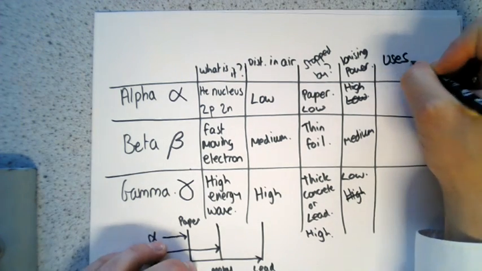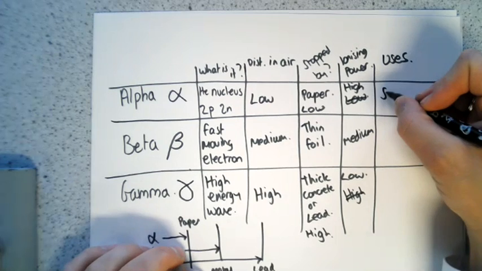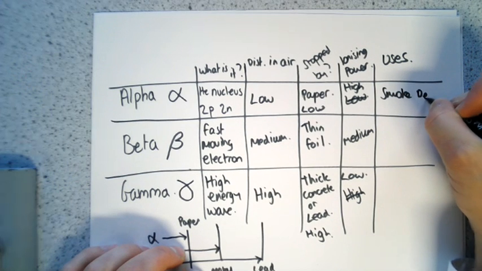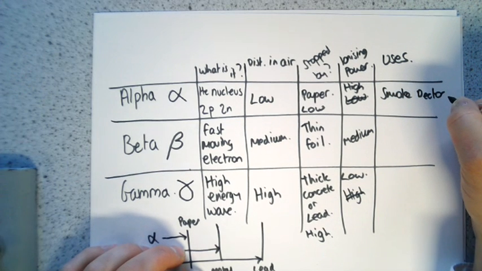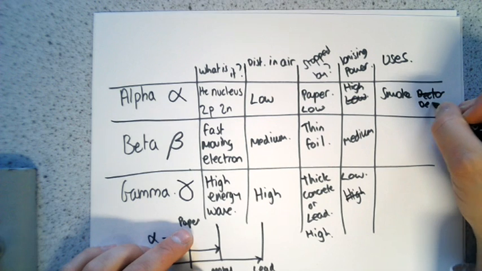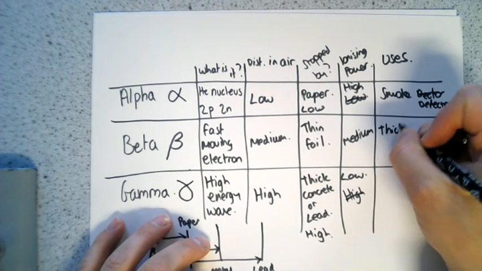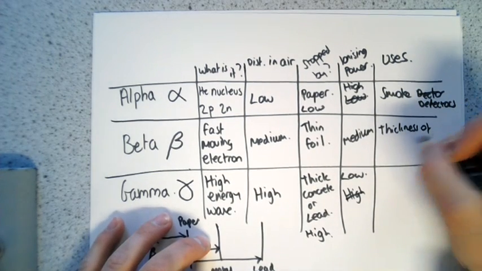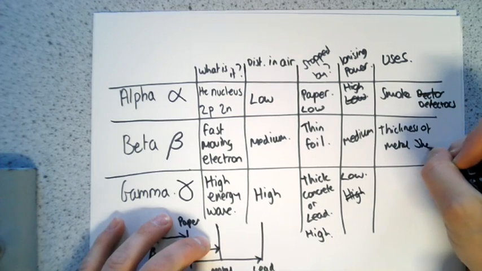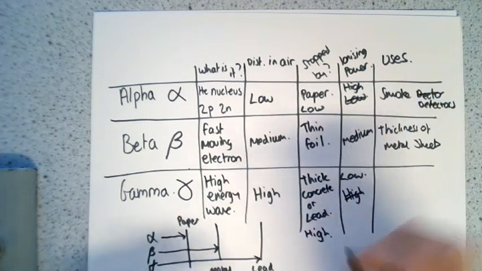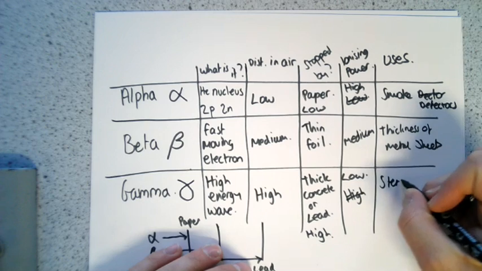Uses, just really quick, a couple of uses. Alpha's used in smoke detectors. It chucks out a beam of alpha particles. Smoke detectors, I'm getting overexcited. Beta is used in measuring the thickness of metal sheets. And gamma is used mostly for sterilizing.